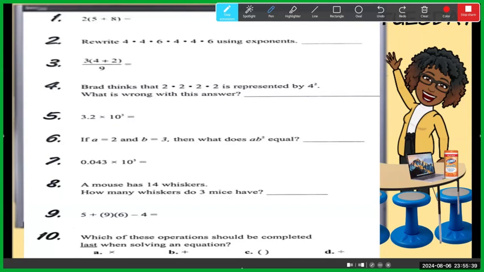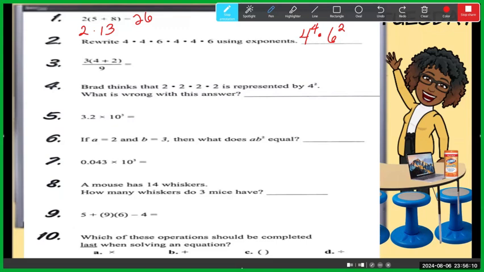All right, number one, talk to me. 5 plus 8 gives 32, 35, 2 gives. All right, rewrite 4 times 4 times 6 times 4 times 4 times 6. What we got? I put 4 to the 4th power times 6 to the 2 power. Yes, make sure they have the multiplication symbol in there, not just 4 to the 4 and 6 to the 2. It needs to be multiplied, with a dot or the multiplication symbol.